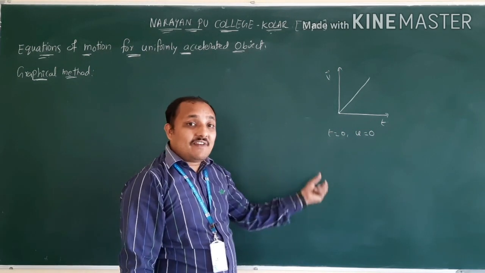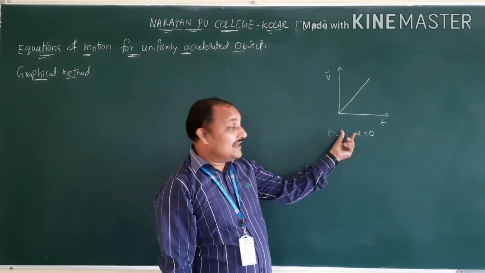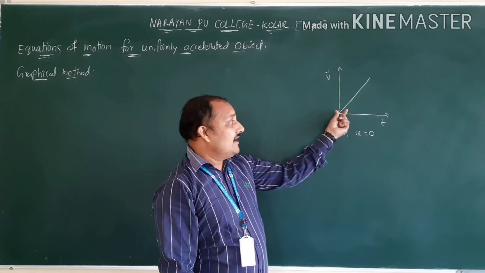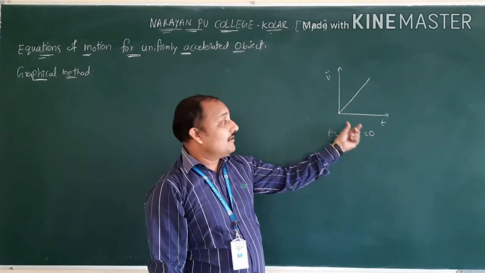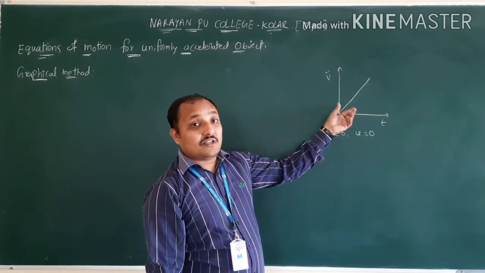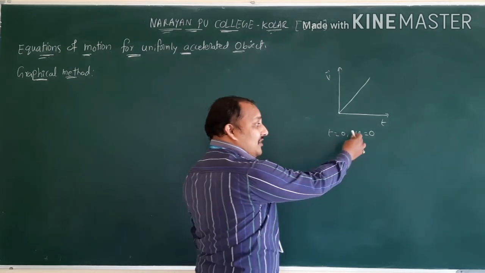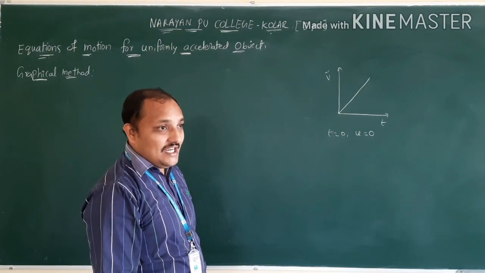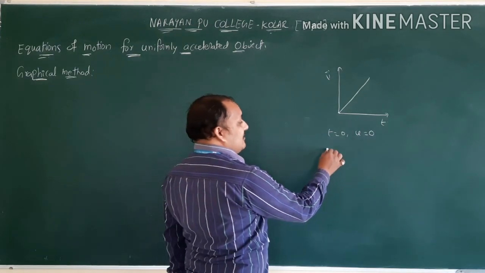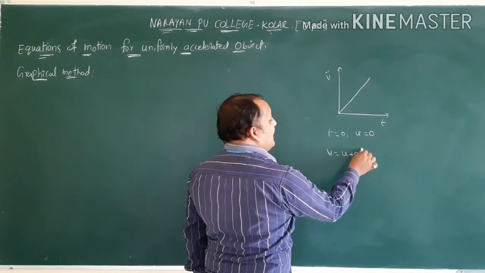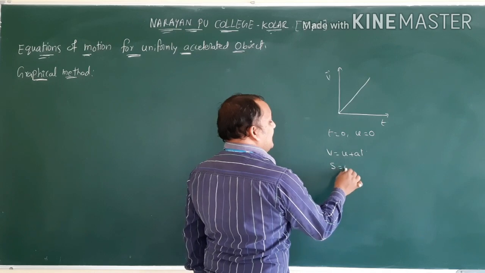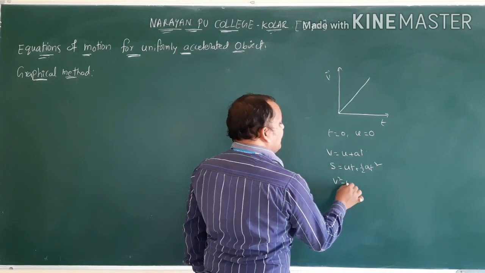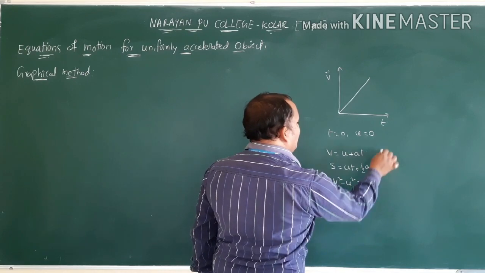Therefore, if you derive the equation by taking this graph, you won't get the u-term. Why? Because according to the graph it is 0. Therefore, you should not take a graph like this. Then how to take the graph to get u? Because in those equations u is there. What is u? Initial velocity. These equations you can know: v is equal to u plus at. s is equal to ut plus half at square. v square minus u square equal to 2as.